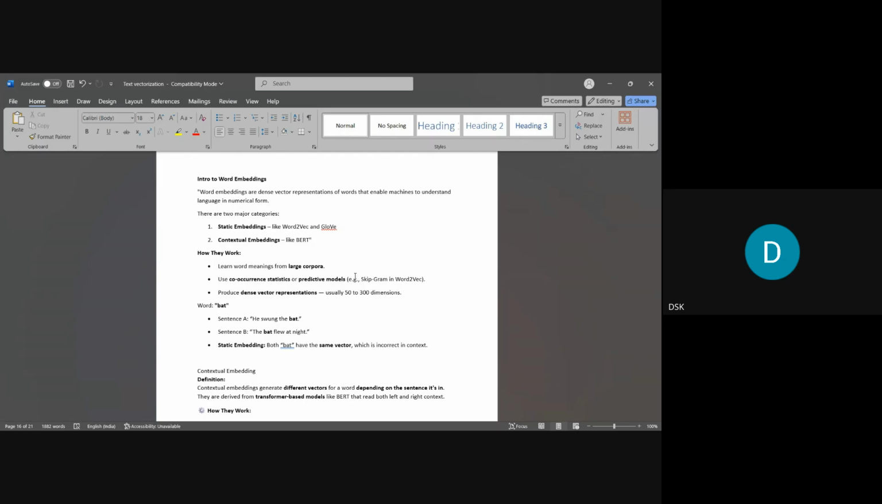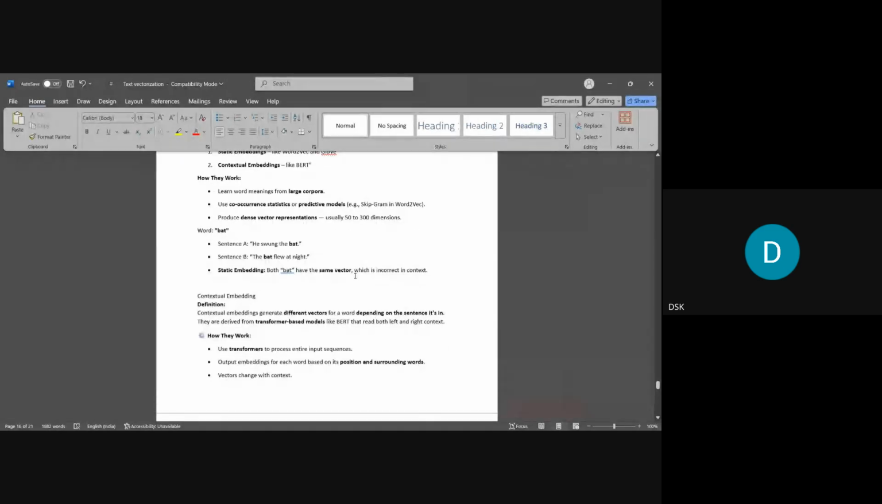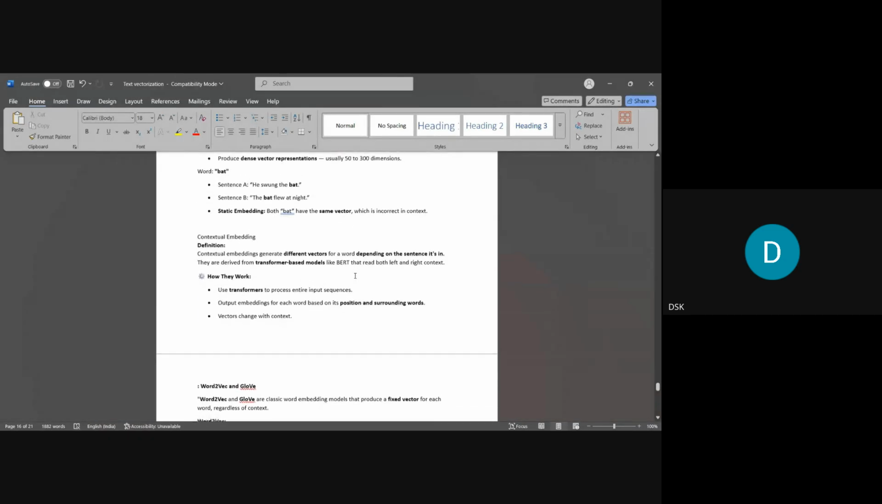Second is contextual embeddings like BERT and how they work. Static embeddings learn word meanings from large corpora. They use co-occurrence statistics or predictive models, that is skip-gram in word2vec, to produce a dense vector representation, usually 50 to 300 dimensions, for a word like bat. Sentence A: he swung the bat. Sentence B: the bat flew at night. With a static embedding, both bats have the same vector, which is incorrect in context.